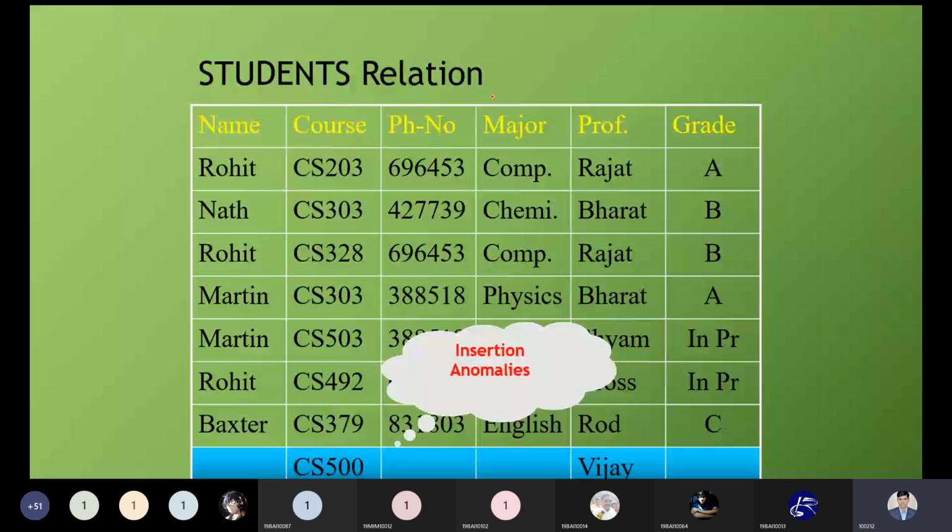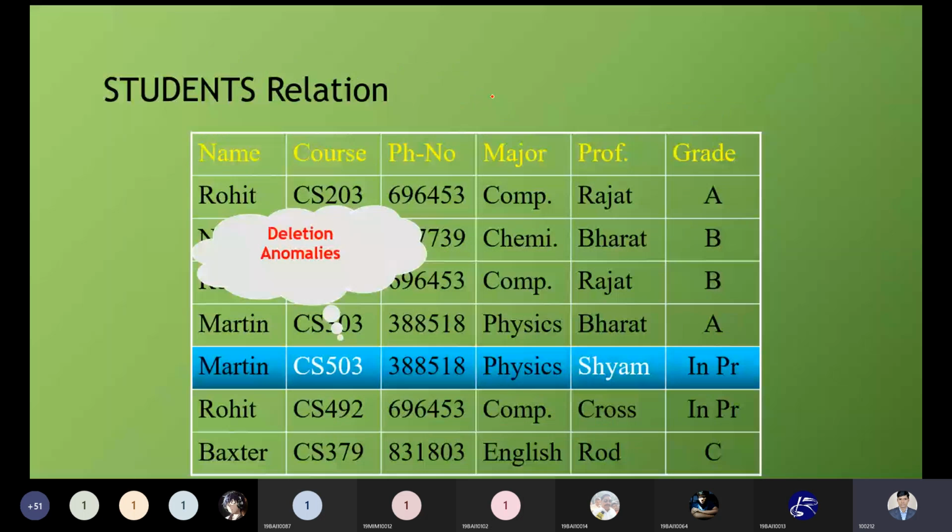If we're talking about the deletion anomaly, suppose I am deleting this record that is Martin who belongs to CS503. While deleting this record, all the records which belong to Martin may be deleted. So while updating, inserting, or deleting any information, information which does not belong to the actual matching point may be updated, deleted, or inserted.